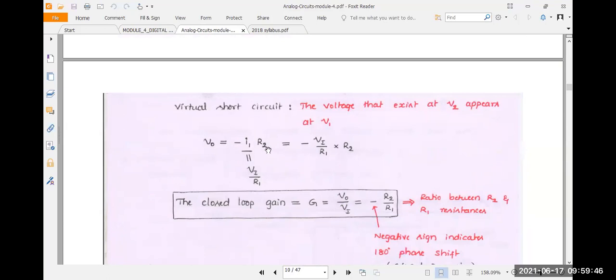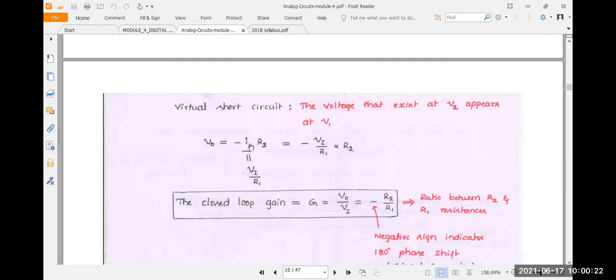R2 is what here? Feedback resistance. I1 is what here? Current across the R2 resistance. Minus means what here? We are writing the equation for the V1 terminal. What is the V1 sign here? Negative sign, because this is the inverting amplifier. Inverting amplifier means the first terminal, the V1 terminal, is negative. That's why I have to write negative I1 into R2 according to Ohm's law.